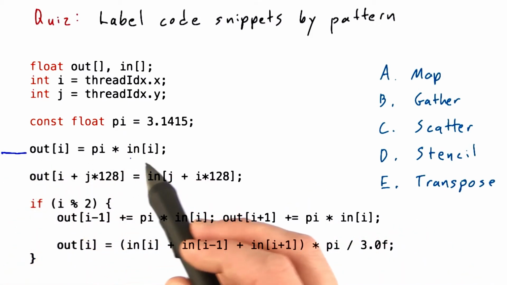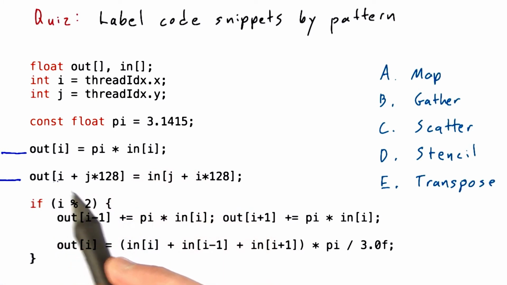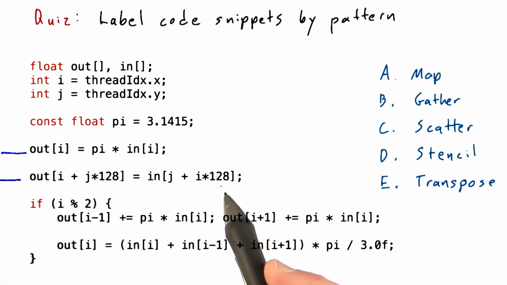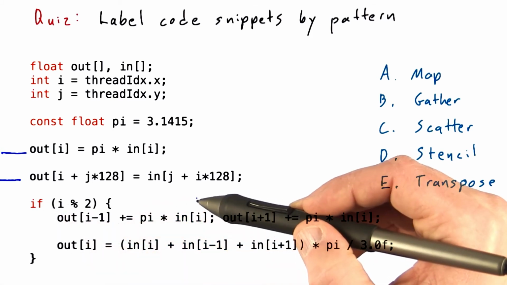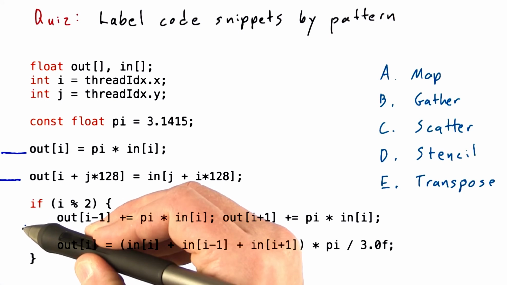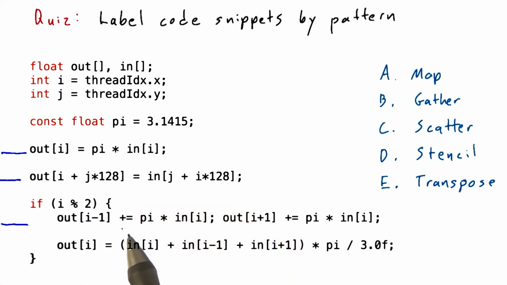out[i] = pi * in[i]. out[i + j*128] = in[j + i*128]. And then you see these two I've guarded with an if statement, so that only the odd threads get executed. out[i-1] += pi * in[i]. out[i+1] += pi * in[i]. Finally, out[i] = (in[i] + in[i-1] + in[i+1]) * pi / 3.